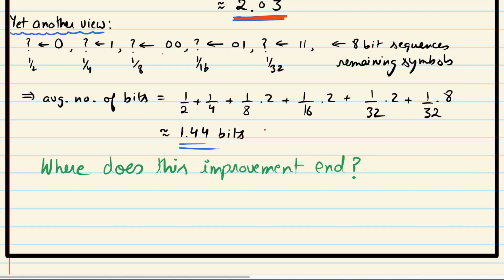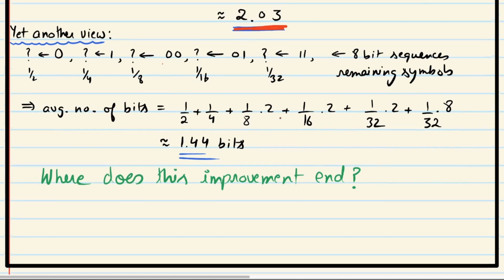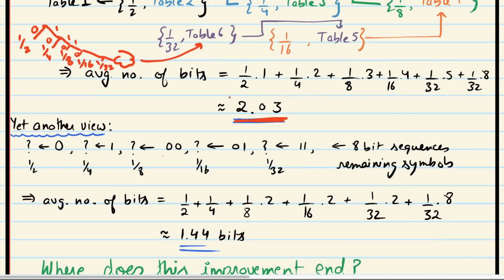So where does this improvement end? Okay, so all these schemes are there, and we started with a very basic scheme. It had average length of 8, which was also the worst case length. And then we tried many things, just thinking out loud, and we came to this final scheme which has average length of 1.44 bits. Okay, so it seems this is even lower than the Huffman code.